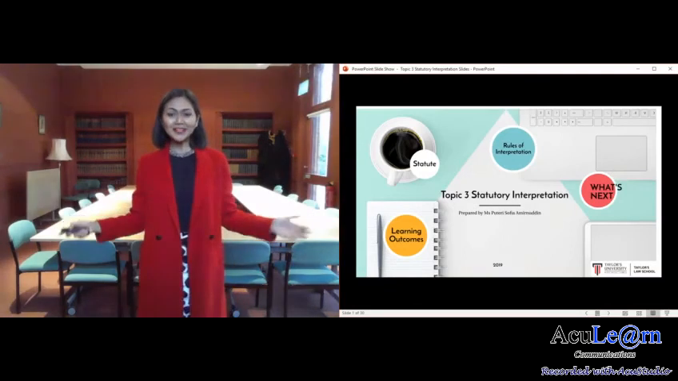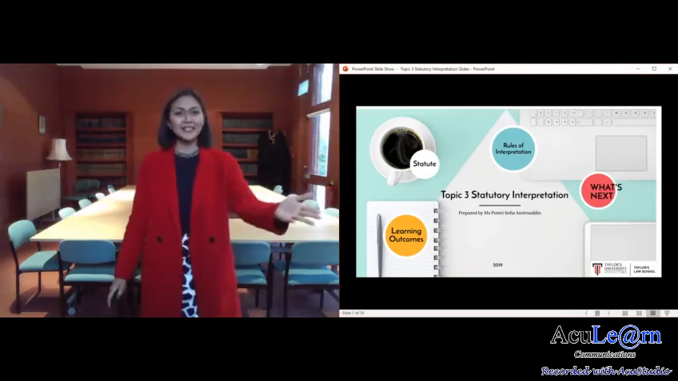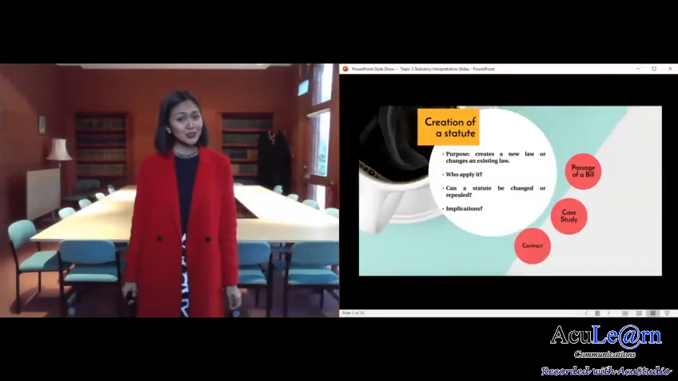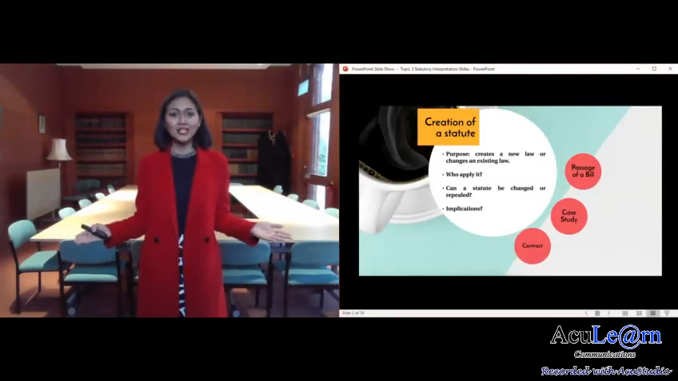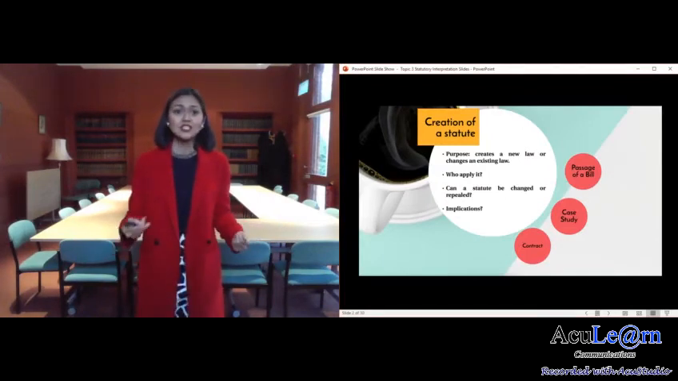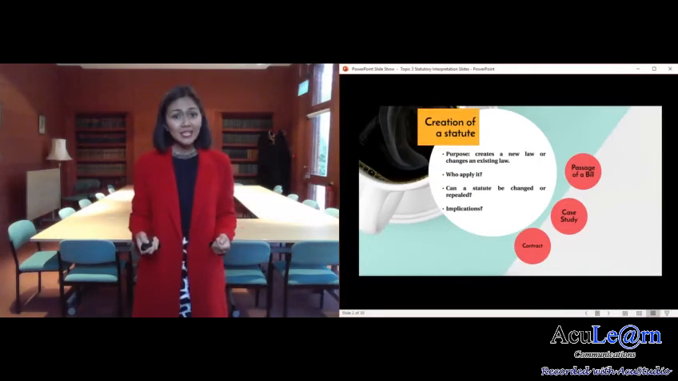Hello everyone, we're at topic 3 on statutory interpretation. What we'll be covering today is the creation of a statute, the purpose of having a statute and the relevance of it, the judges' role to interpret the statute, as well as the purpose of statutory interpretation. So let's start with the application of statutory interpretation.